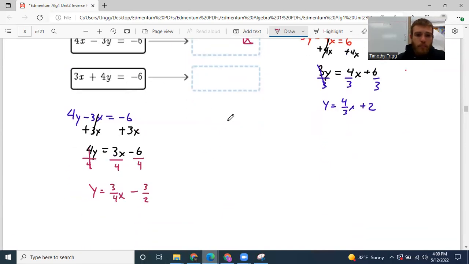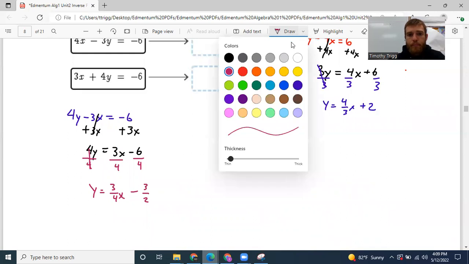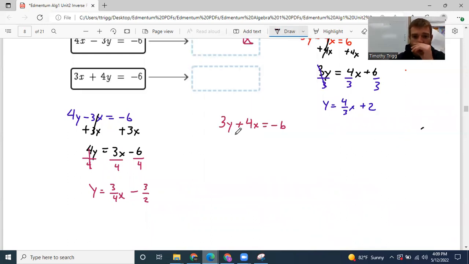Last one. Replace x with y and y with x, and solve for y. I hope you see the next step would be to subtract 4x on both sides of the equation, giving us that 3y equals -4x minus 6.